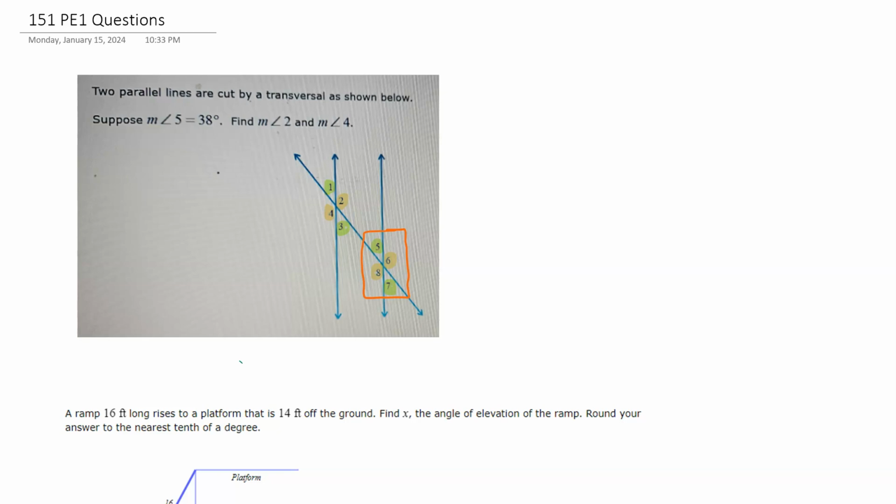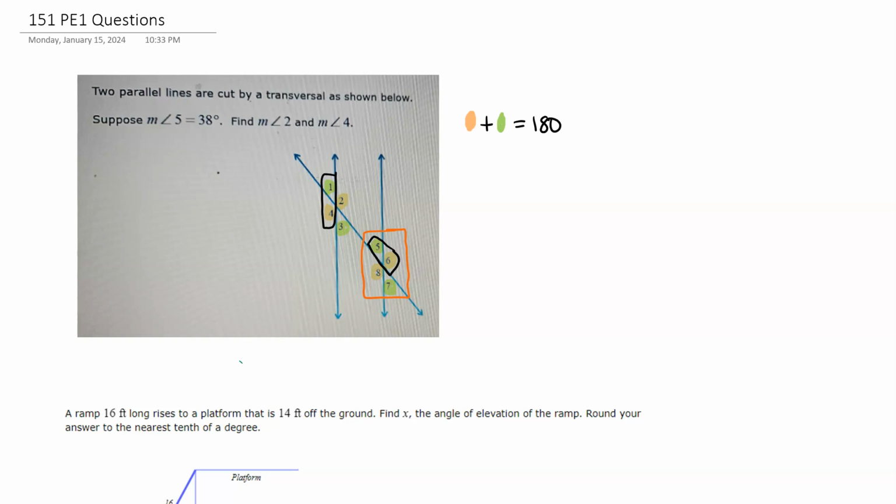Now the only other thing that you need to know is that if you take orange and add to it a green angle, then that should equal 180 degrees. If you have a green and an orange angle, they make up a line, and a line has 180 degrees. So when you add the two angles, it will add up to 180 degrees.